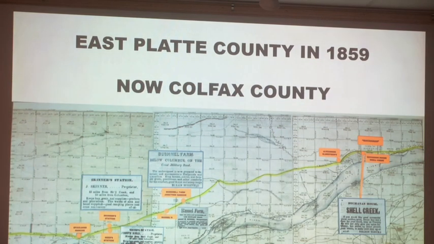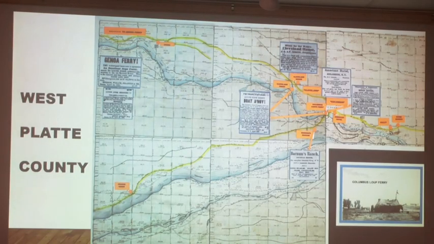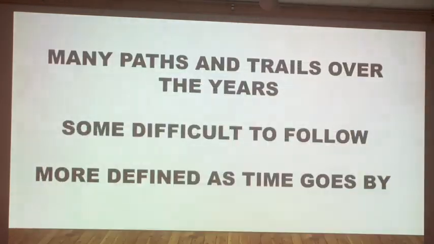Okay, this is the East Platte County in 1859, now Colfax County. And this would be the Platte County. On that one, I guess I went through it a little bit fast, but it shows a picture of the Columbus Ferry as it was pictured back then. It was really an etching of the ferry itself. That also is on the maps that I have displayed over there.